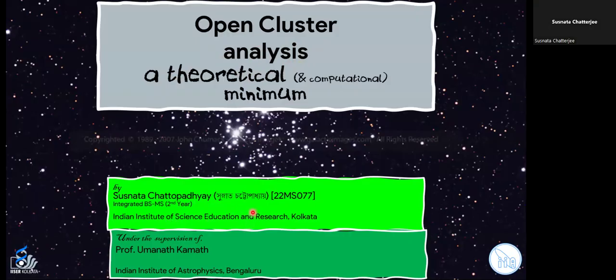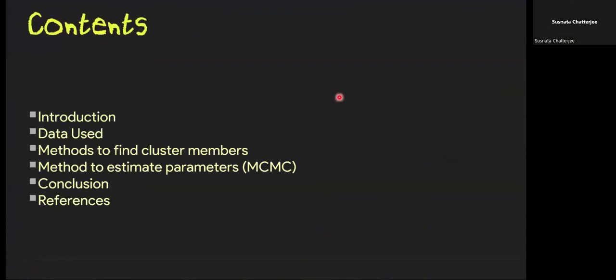Today I am going to present the minimum theoretical and computational concepts that are required to get going in performing data analysis of any open cluster. In this talk, we'll cover a brief introduction: what are star clusters? Which data did we use, and the methods that are used to identify the cluster members, and a powerful method to estimate their parameters, which is MCMC sampling. And we end with our concluding remarks.